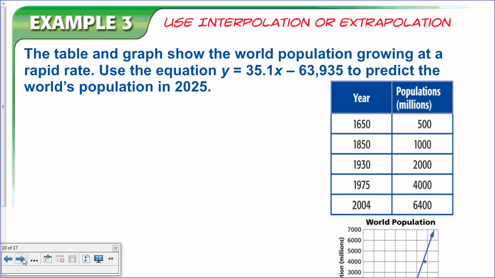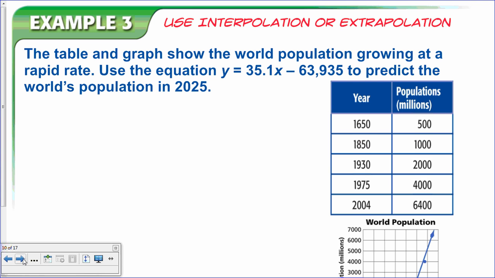Interpolation or extrapolation, same thing, okay? The table, now they have a lot of these on the EOI tests, okay? A lot of them. The table, you gotta go to the office real quick, sorry.